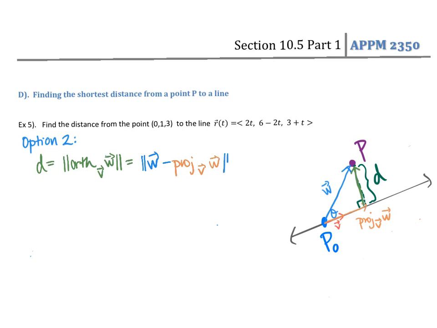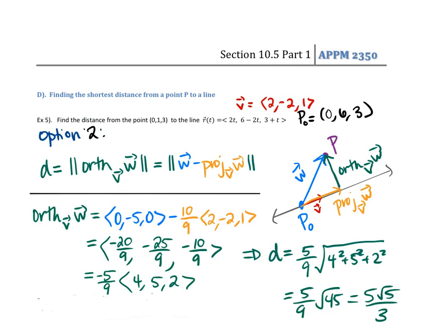And now I want you to try it. Put it on pause and see if you can find the answer this way. Okay, so just summarizing, when you do this, this orange vector is what you should get for your projection vector. And then when you subtract them, you'll end up with your orthogonal vector, and you take its magnitude, and we get back to the same answer that we had with option 1.